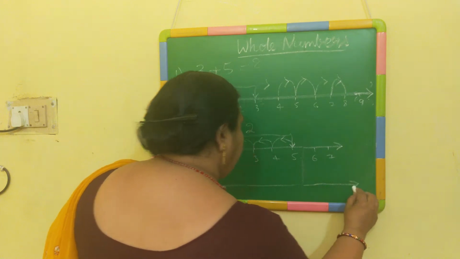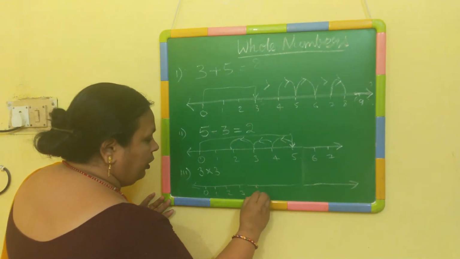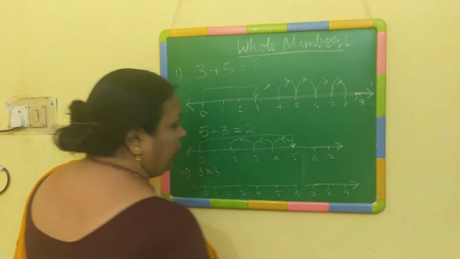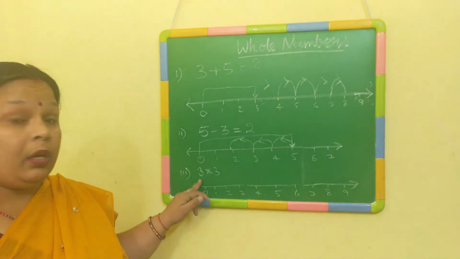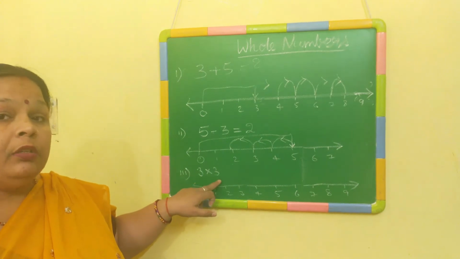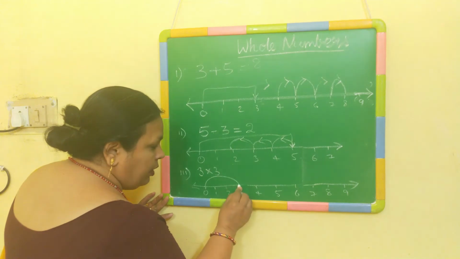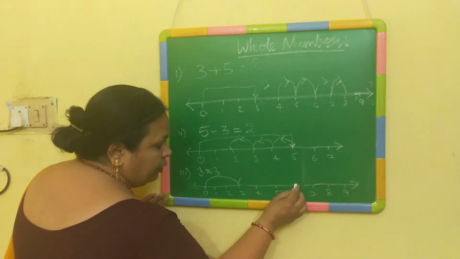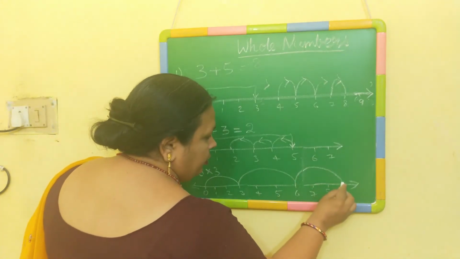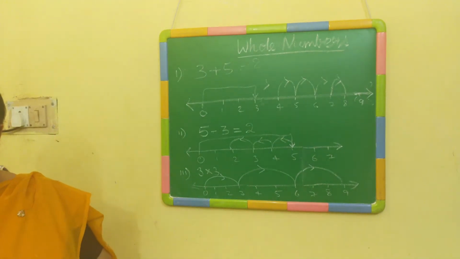This is a line. Mark 0, 1, 2, 3, 4, 5, 6, 7, 8 and 9. See what we are understanding by 3 into 3? A group of 3 times. Now divide this number line into 3 groups. 1, 2, 3. 1, 2, 3. 1, 2, 3. Clear? So this is 3 into 3.